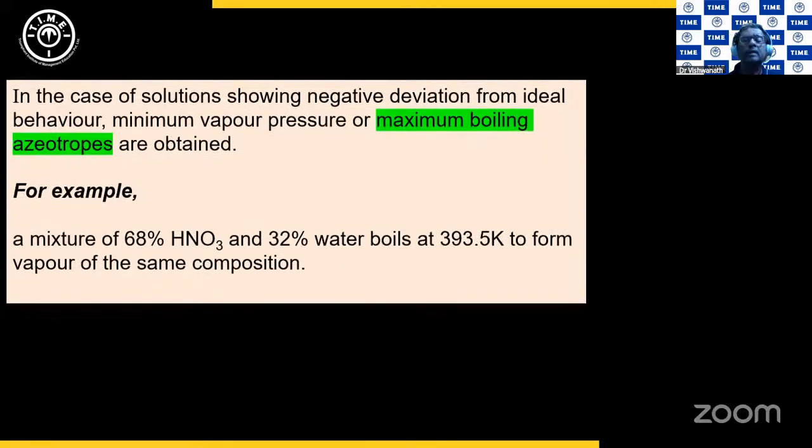Next, for the negative deviation from the ideal behavior, we have a maximum boiling azeotrope. And look at this. Nitric acid and water will boil at 393.5 Kelvin, which is more than the boiling point of HNO3, more than the boiling point of water. Water boils at 373 Kelvin. In fact, any mineral acid and water combination will always give a negative deviation from Raoult's law or a maximum boiling azeotrope.